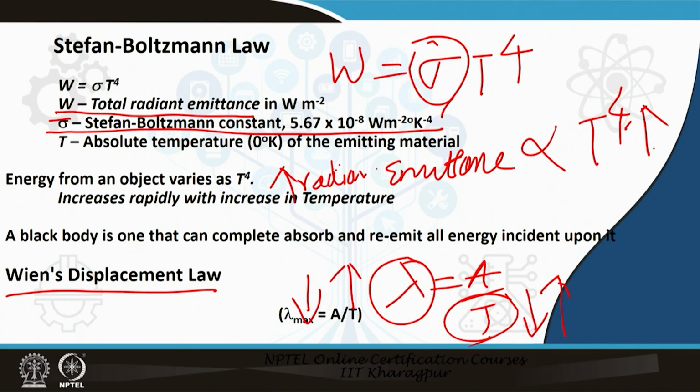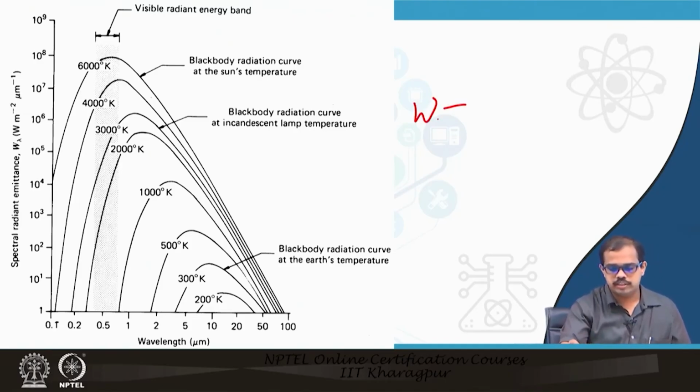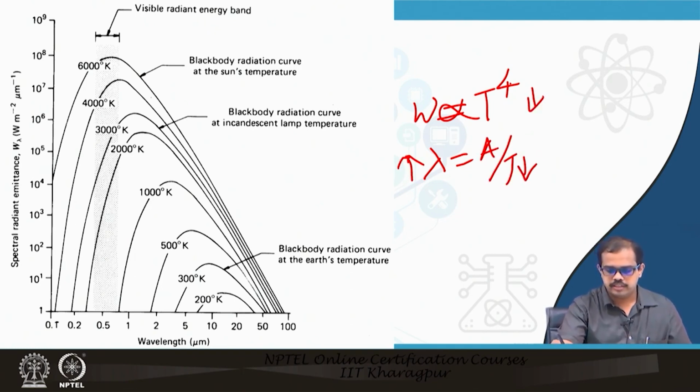Both of these laws have to be understood together, so that you understand how this is related to your earth surface. I hope you have understood this. Let me go to this example to explain it more. What did we say? W is proportional to the 4th power of the temperature, and lambda is A by T, which means the higher the wavelength, the lower the temperature. If the temperature is lower, then the radiant emittance is lower.